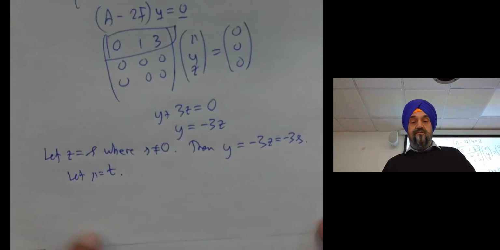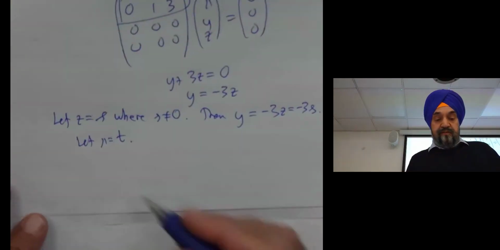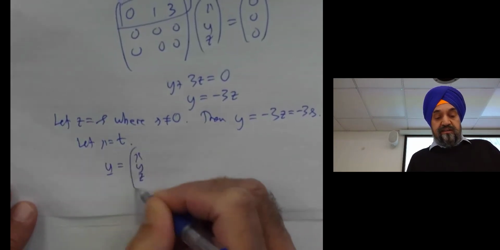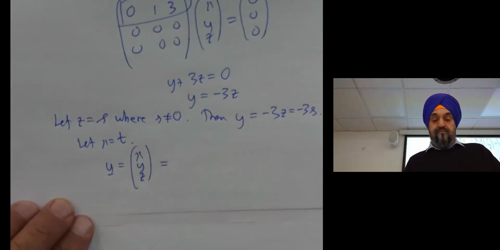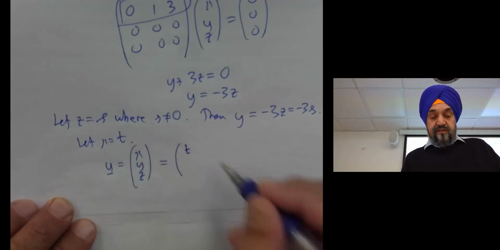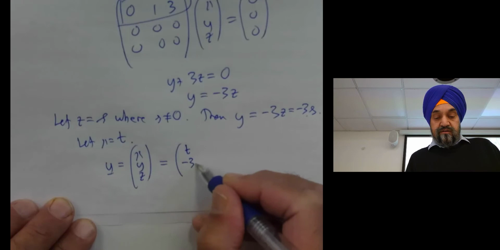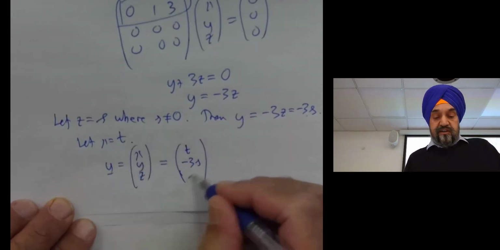Okay, so then we have x equal t. Then we have our vector u is equal to x, y, z. So what do we get? x is t, there it is, look, t, the y is minus 3s, and z is s.